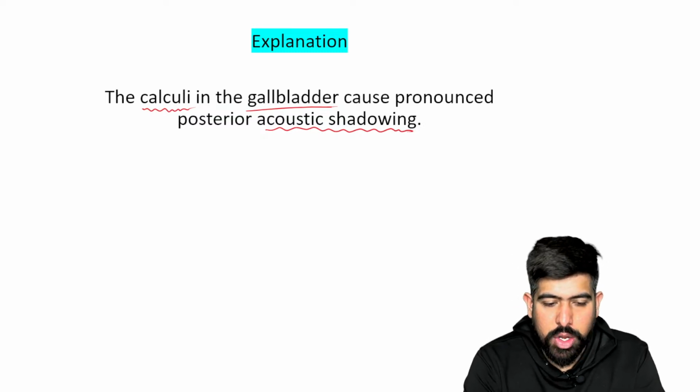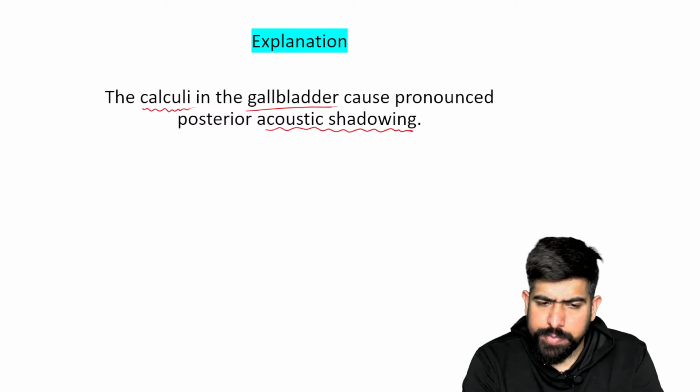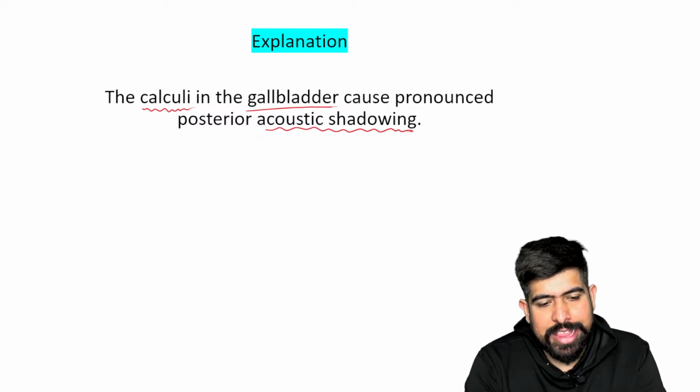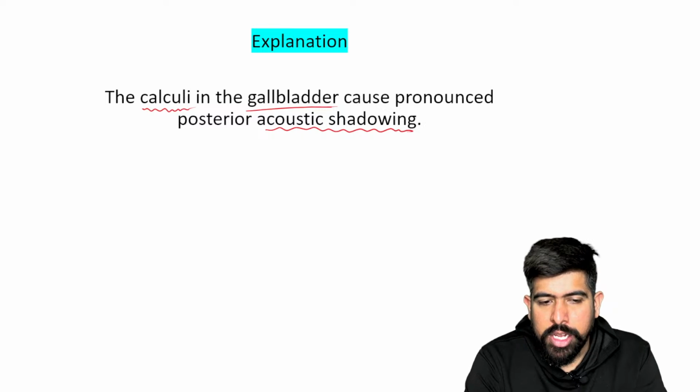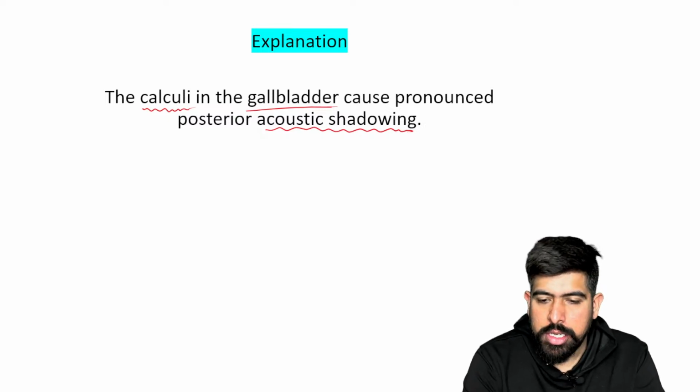Okay, about this acoustic shadow and no acoustic shadow. Let's move forward to the next MCQ, which is on your screen. Yes, this is about the polyp. A polyp will show no acoustic shadow. Okay, no acoustic shadow on the polyps.